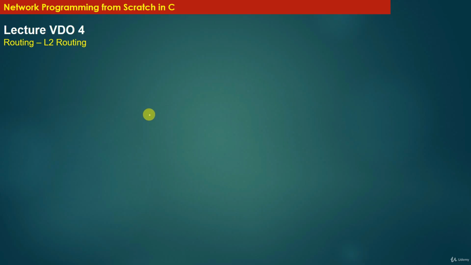So welcome back guys. In this module we are going to learn the concept of L2 routing. That is routing that is done at layer 2 of the TCP/IP stack. Layer 2 is the data link layer of the TCP/IP stack. Therefore, L2 routing also means the routing that is done by the data link layer of the TCP/IP stack.